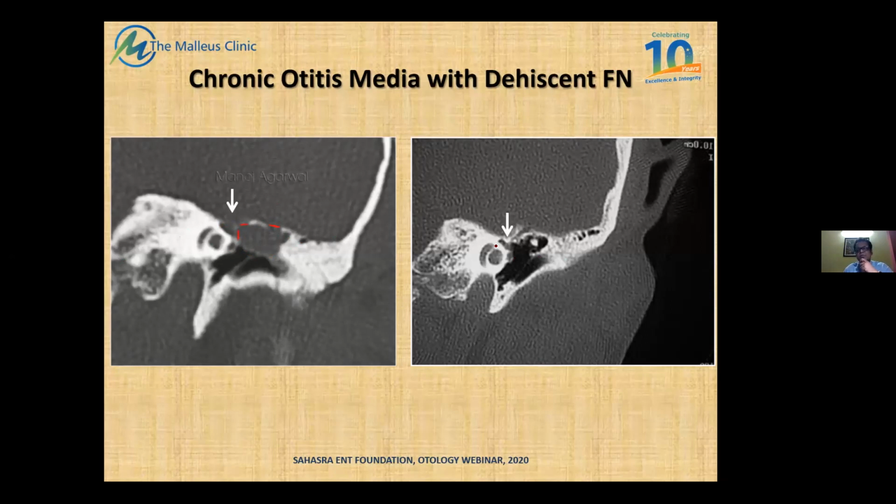Compare this to this one over here: basal turn of the cochlea, geniculate ganglion, you can still see the roof. This geniculate ganglion does have a roof, the tensor tympani, part of the head of the malleus, tympanic membrane, vertical part of the internal carotid artery, and we can definitely see that the tegmen is intact. Okay.